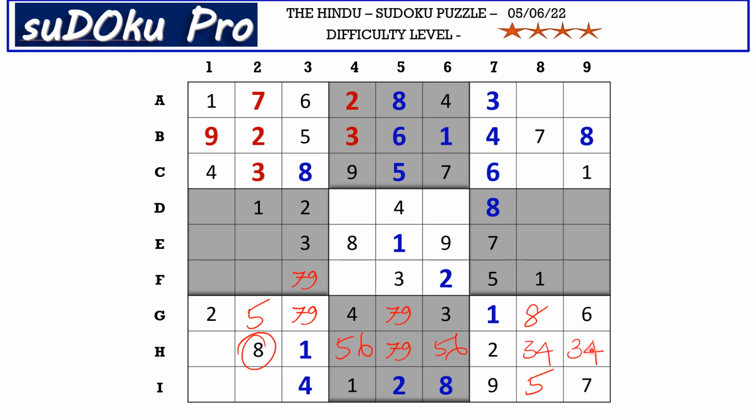Now in H row, there is only one empty cell and it is blocked by 9. So 9 naturally goes here in H5. So let's eliminate 7 and H5 takes 9. G5 takes 7 and G3 takes 9, F3 takes 7 and here H1 takes 7.